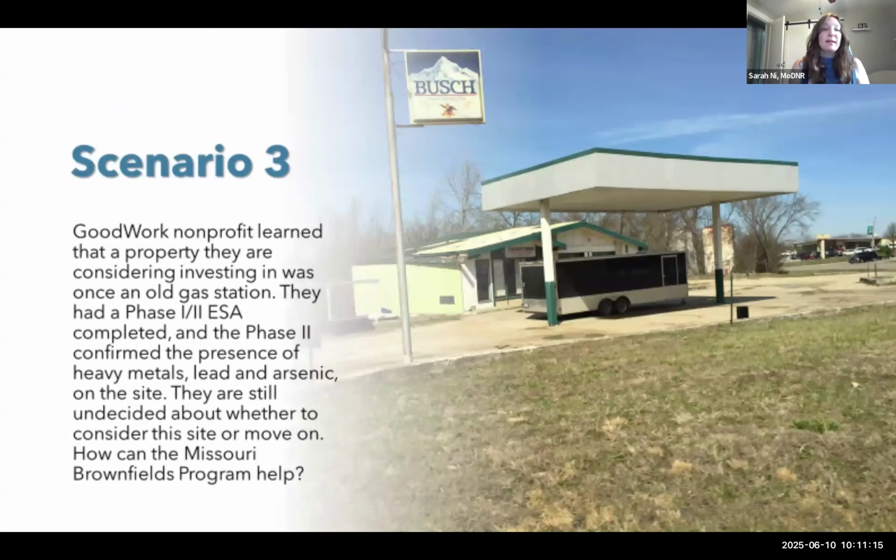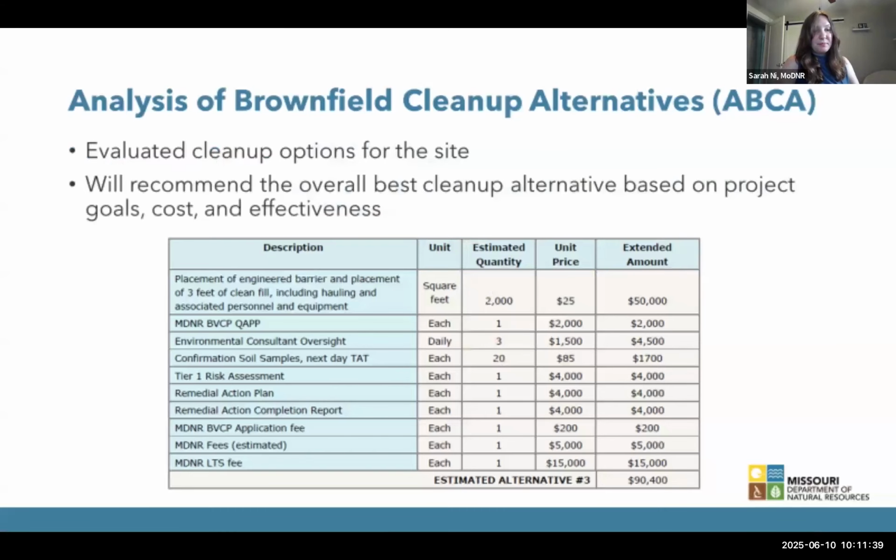Now, scenario three: Good Work nonprofit learned that a property they're considering investing in was once an old gas station. They already had the Phase 1 and Phase 2 ESAs completed, and the Phase 2 confirmed the presence of heavy metals, including lead and arsenic, on the site. They are still undecided about whether they should consider the site or move on. So how can the Missouri Brownfields program help in this case?